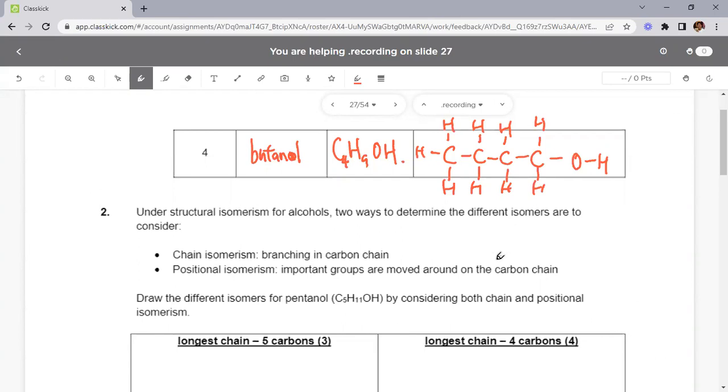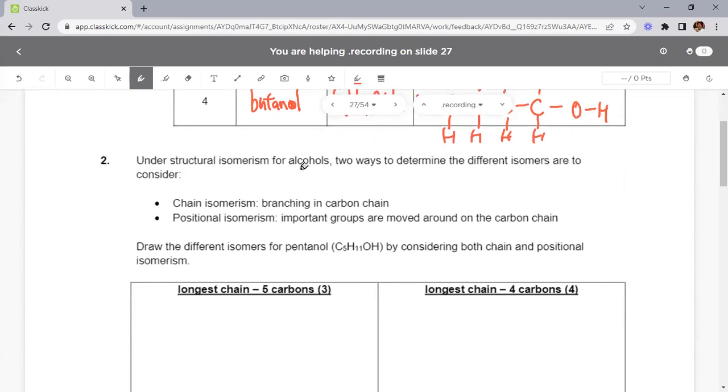So we're going to look at two ways to determine the different isomers. So we have chain isomerism. It's really about how the carbon chain branches out. Okay. Second thing we're going to look at is positional isomerism, where important groups are moved around the carbon chain. In this case, for alcohols, the important group here is the functional group, which is the OH group.